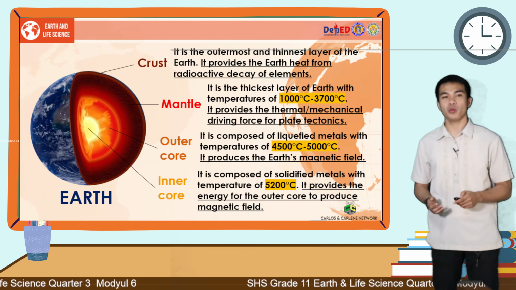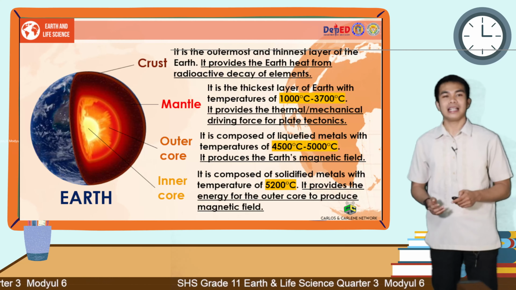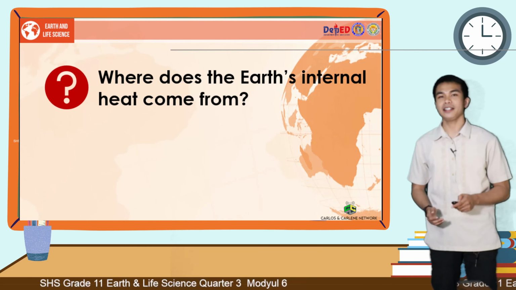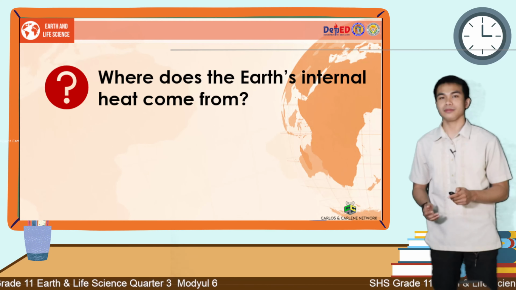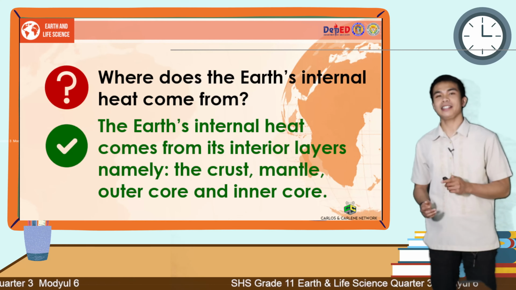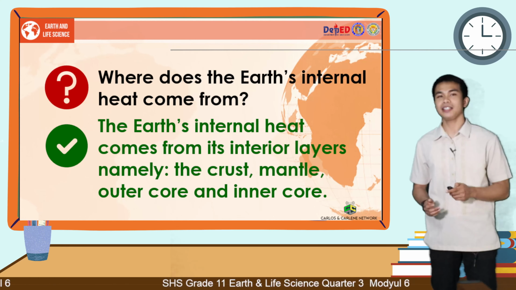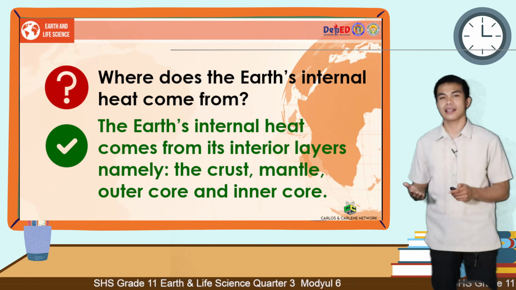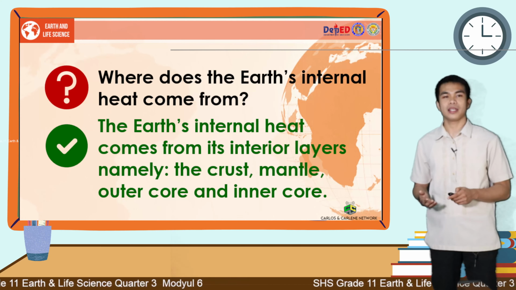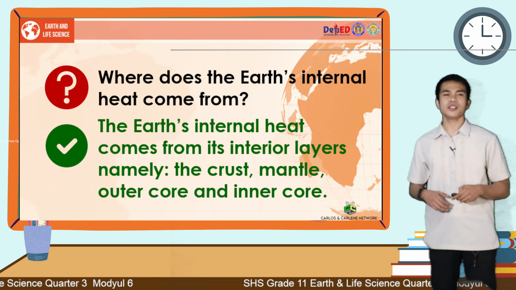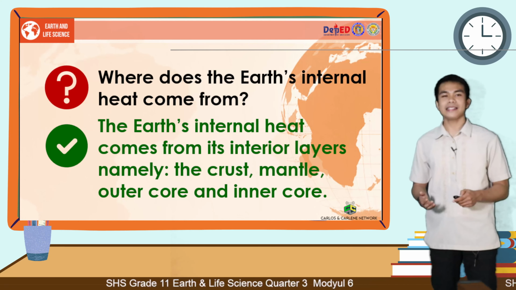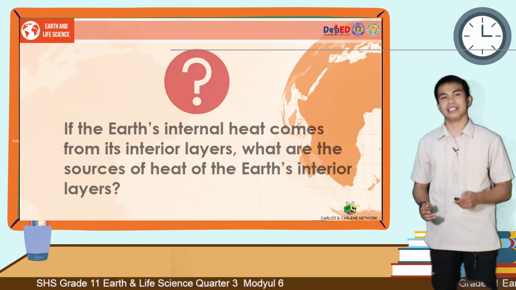So based on what we have learned from examining the Earth, let us answer the previous question. Where does the Earth's internal heat come from? Alright, very good. So the Earth's internal heat comes from its interior layers, namely the crust, the mantle, the outer core, and then the inner core. But here's another question. Where does all of this heat come from? To answer that, let's have another amazing activity.